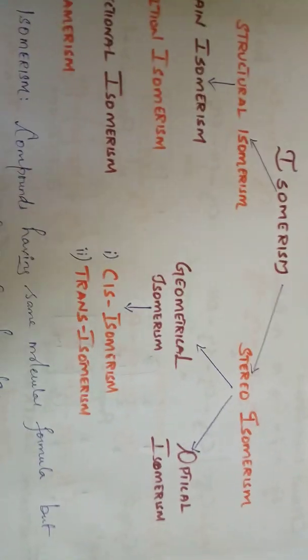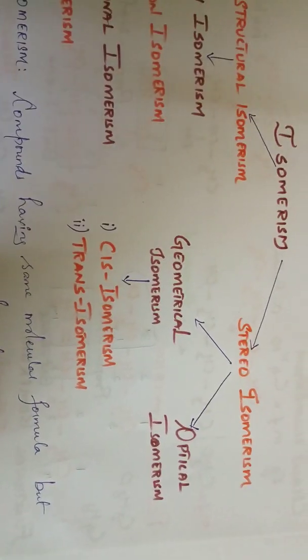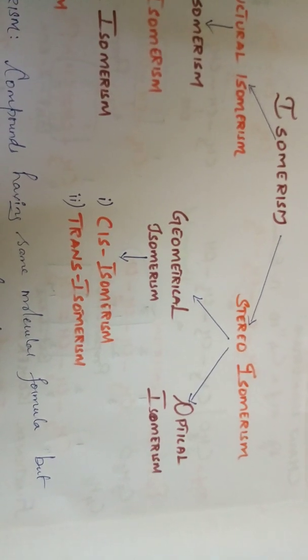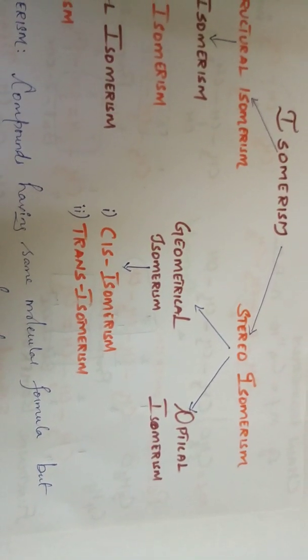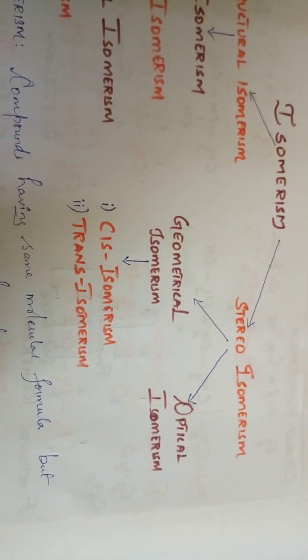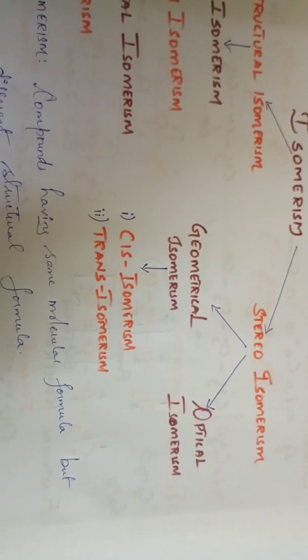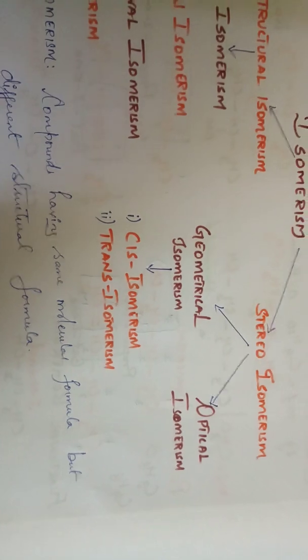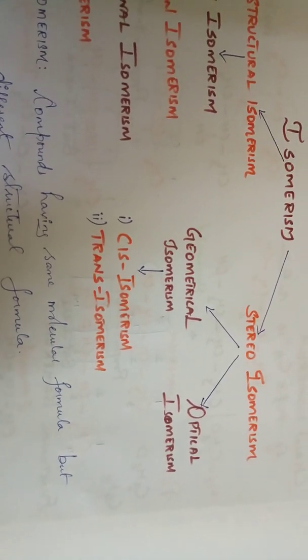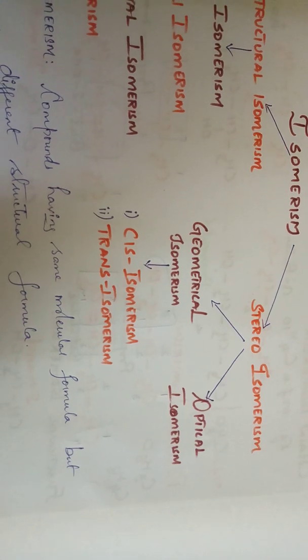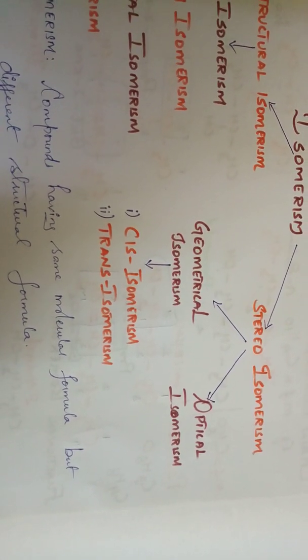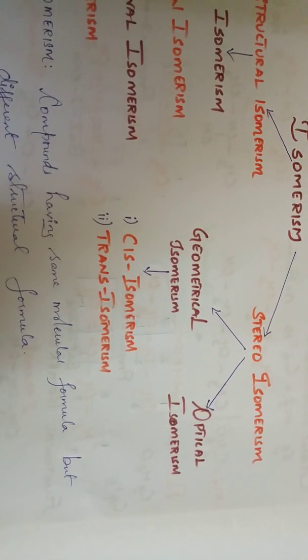Coming back to the second side, we have stereoisomerism. Stereo means nothing but bulk isomerism, and the atoms in this type of isomerism are spatially arranged, spatially positioned we can say. Therefore stereoisomerism is classified into two subdivisions: one is geometrical isomerism and another one is optical isomerism.